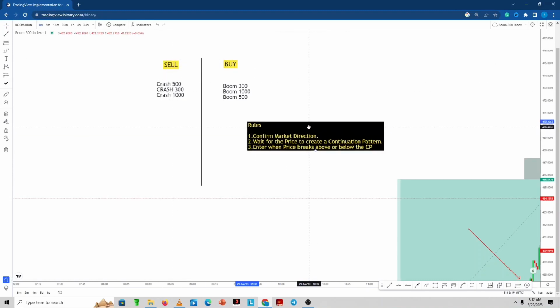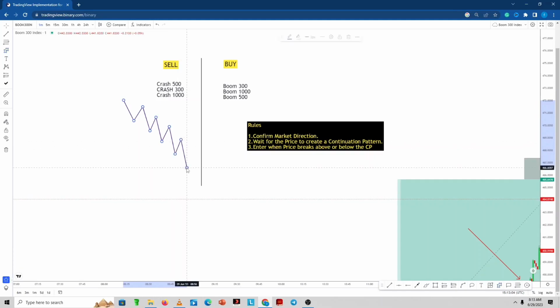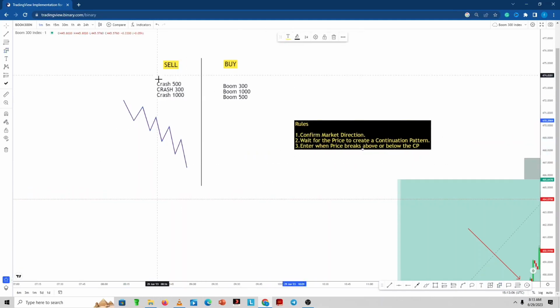So which means if I'm checking my market direction for the crash assets, I want to see a market that is pushing down like this. What it means is that in this market, the momentum is in support of the bearish market. So when you are looking to trade crash assets in a particular day, you should trade these assets in a market that is moving down like this. This is the kind of market that you should look for, right?